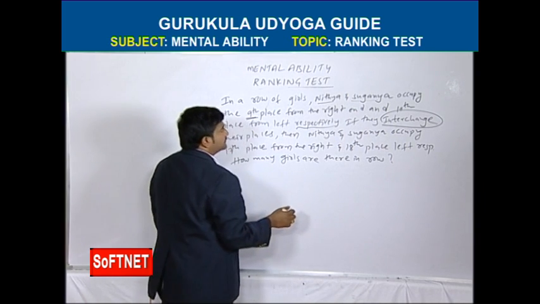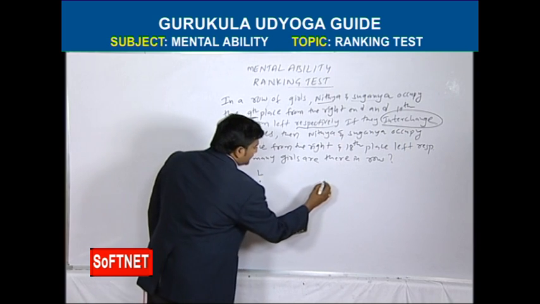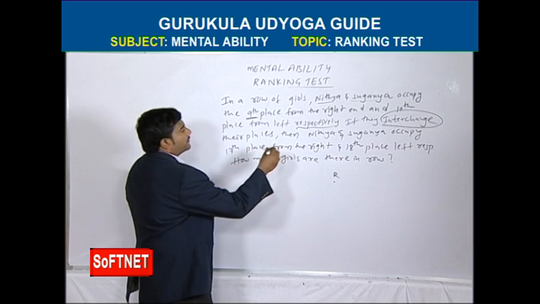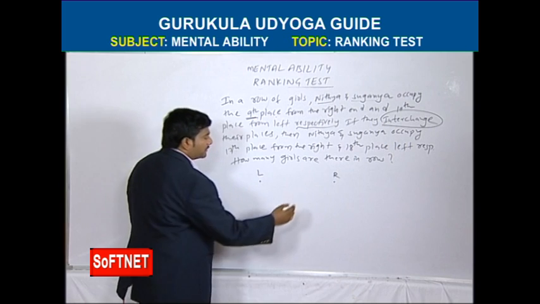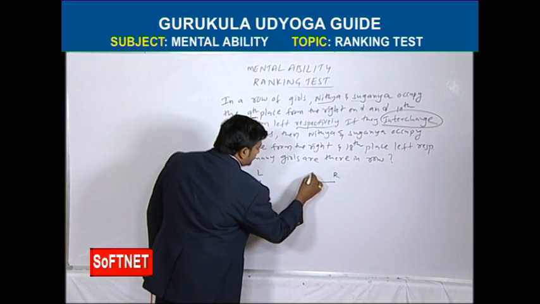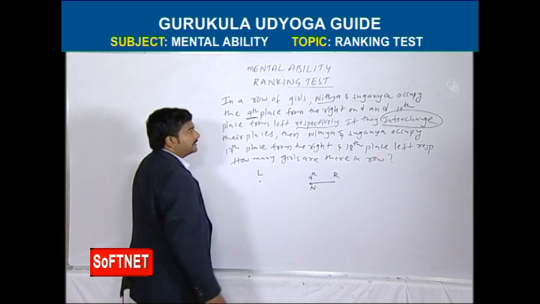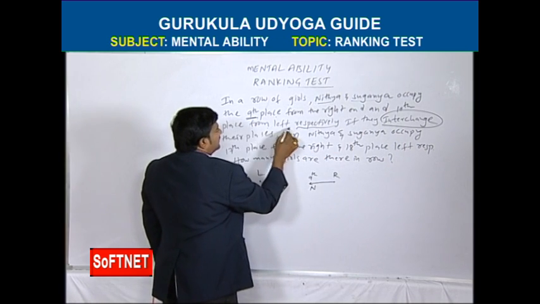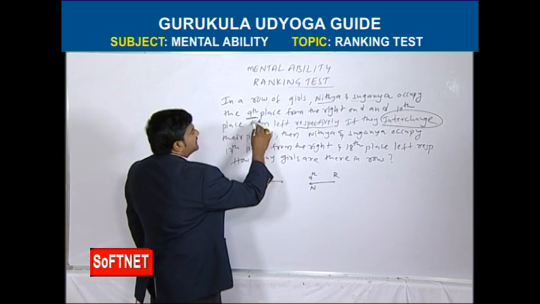Since he mentioned respectively, what does it mean? There is a left position and there is a right position. Nitya occupies which position? Ninth place from right end. Okay, it is clear. So it's ninth position from right side. Whose position is it? Nitya's position. And 10th place from the left hand. Who is occupying 10th place from left hand?